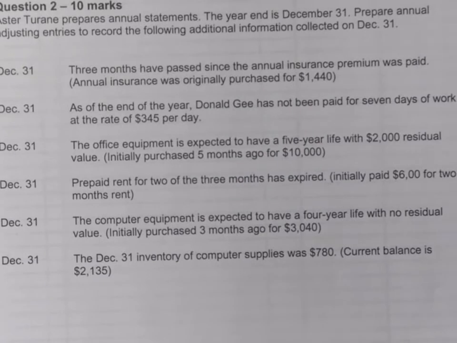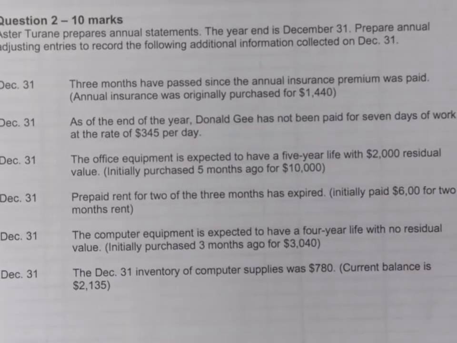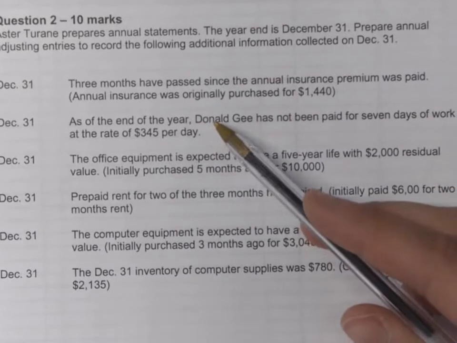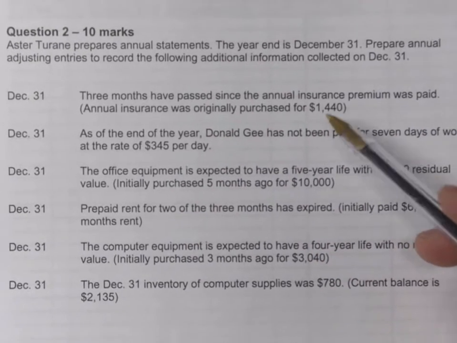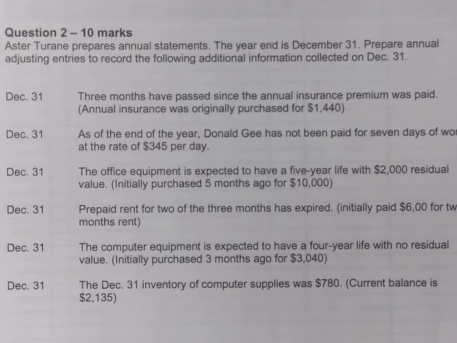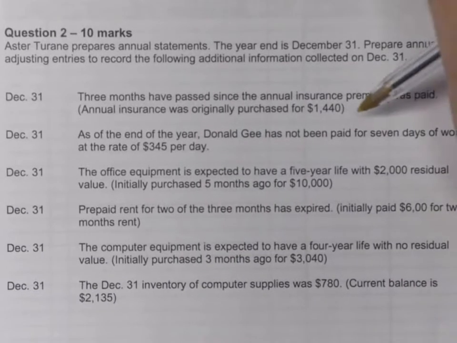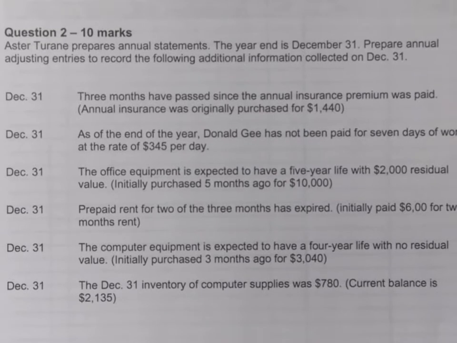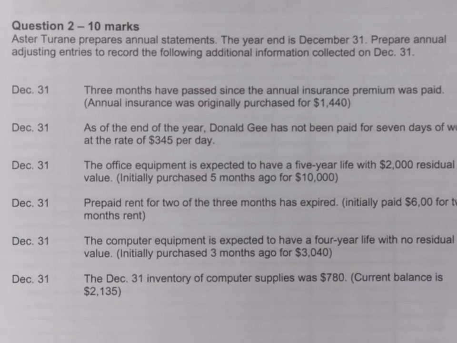And that being said, we have our first adjusting entry, 3 months having passed since the annual insurance premium was paid. We had annual insurance originally purchased for $1,440. So when we did the original transaction for the insurance, we would have done insurance prepayment as our debit and cash as our credit, but we didn't use all that insurance immediately. We've just prepaid for it. Now we've used 3 months of it. It's gone. So now we need to adjust for it.